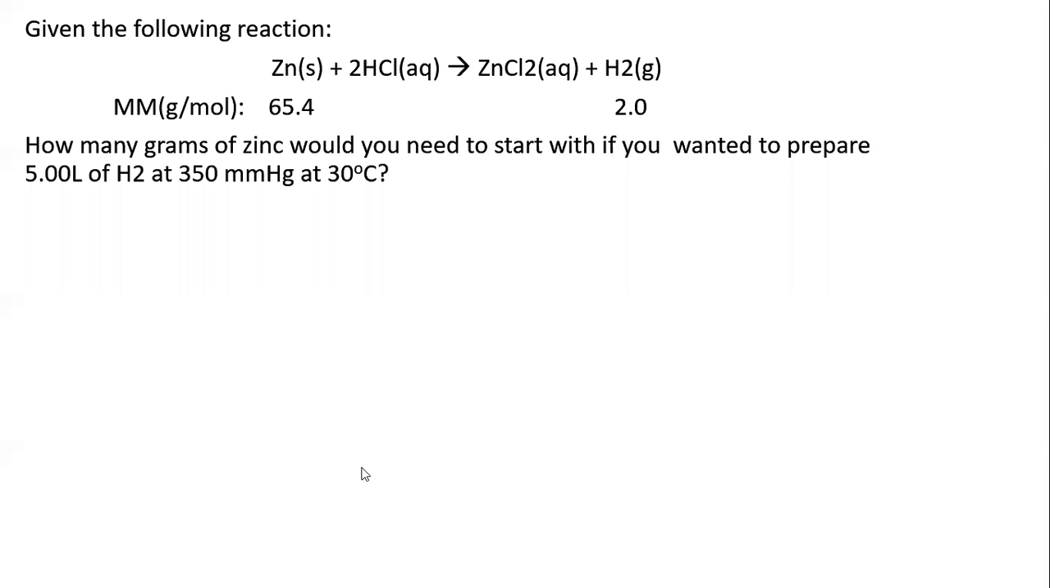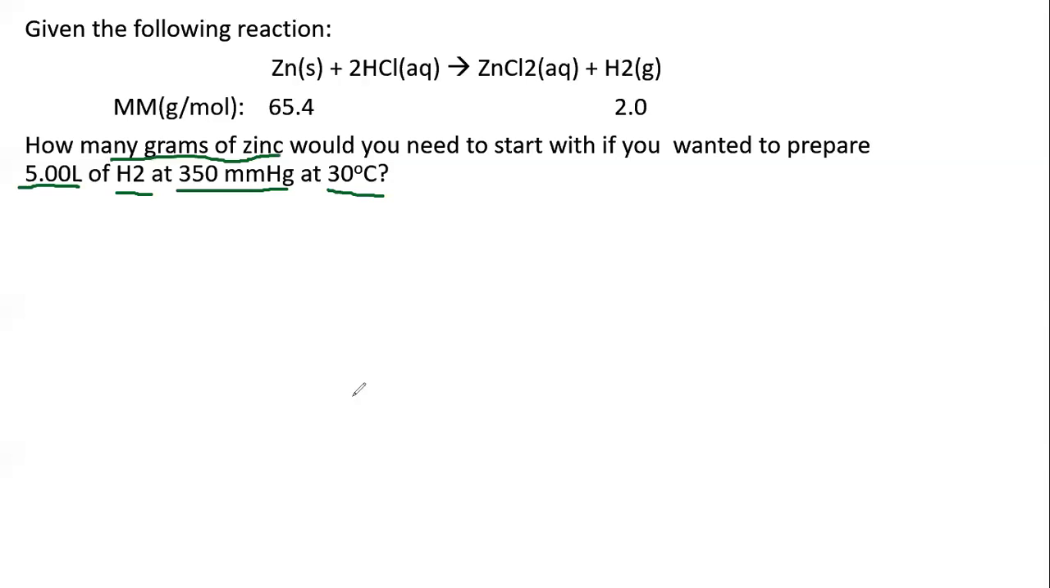So in this example here, we have a reaction involving zinc plus hydrofluoric acid gives us zinc chloride and hydrogen gas. We want to know how many grams of zinc would you need to start with if you wanted to prepare 5 liters of H2 at 350 millimeters of mercury and 30 degrees Celsius. And so here we want to know how many grams of zinc would produce this much hydrogen at this pressure and temperature.